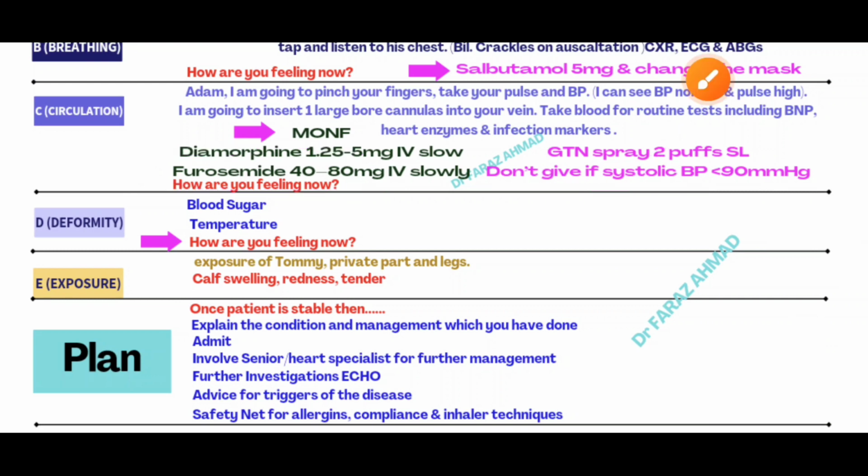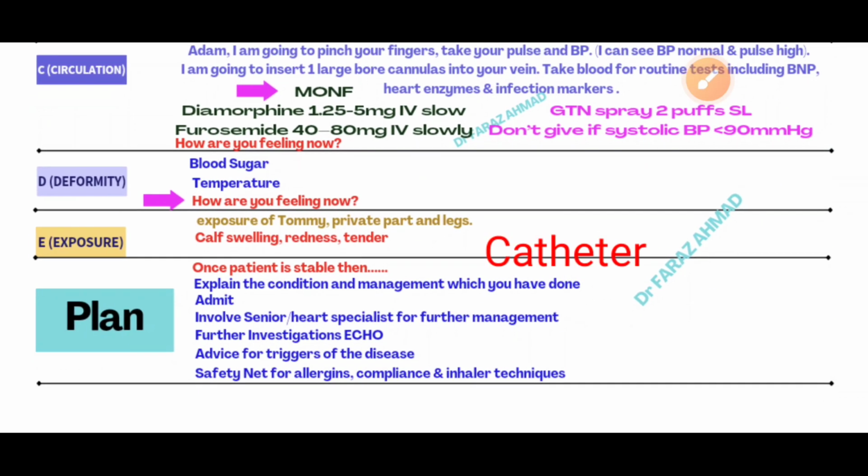So after doing this MONF, you will ask, how are you feeling now? Hopefully your patient will get stable at this point. Then you will say, Adam, I am going to expose your front passage and your legs, as we have to pass a catheter into your penis to monitor the urine output. As you know, we have given you an injection to produce more water, which will help in resolving your symptoms, and we have to monitor your urine output, so this is necessary.